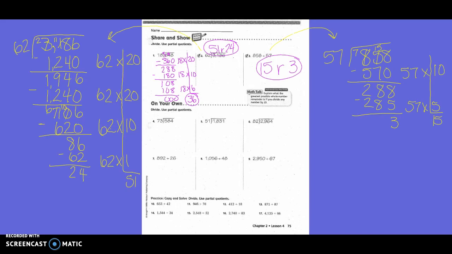Alright, for number 3, we did our work over to the side and we got our answer as 15, remainder 3. So you guys will do on your own for homework 4 through 9, okay? And then mark off 10 through 17, that will just be extra work in case you need a little extra practice.